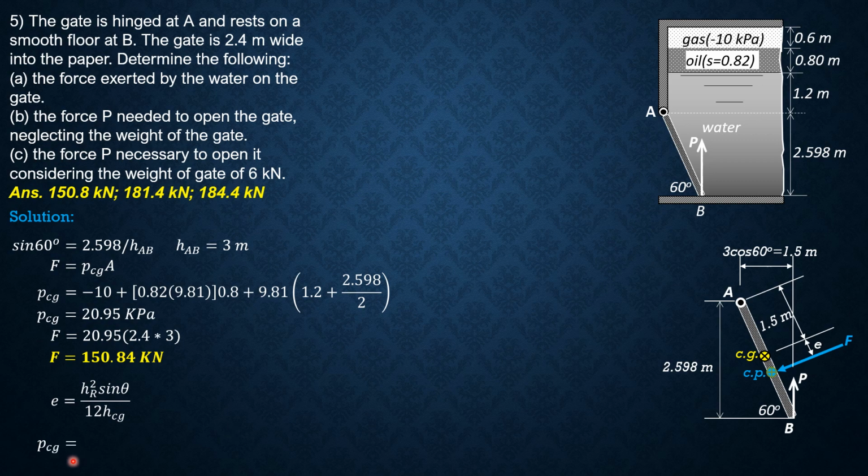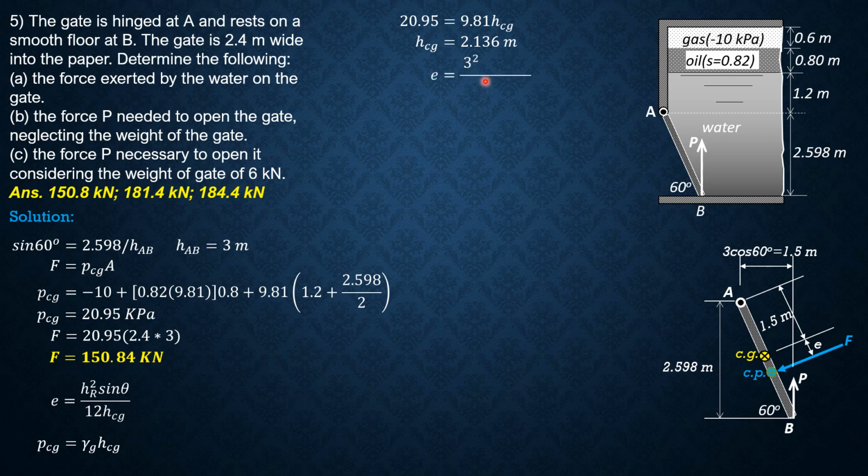So pressure at CG is gamma at the centroid, or gamma of the liquid in contact with this gate, times h sub CG. So 20.95 equals 9.81 times h sub CG. Again, gamma is gamma of water because it is water that is in contact with the gate. So solving for h sub CG, h sub CG is equal to 2.136 meters.